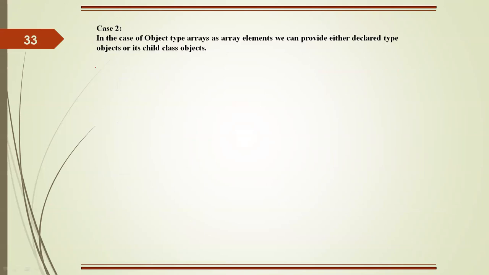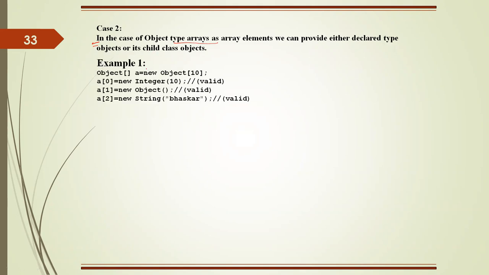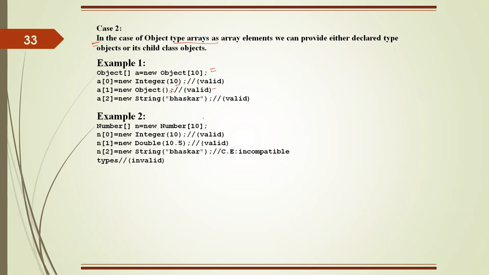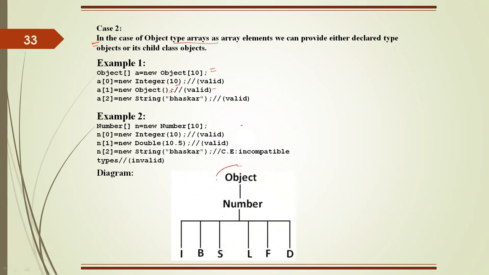Case two: in the case of an object type array, as an array element, we can provide either the declared type or its child class objects. For example, Object array can hold Object or Number. Object is the superclass, Number is the subclass.